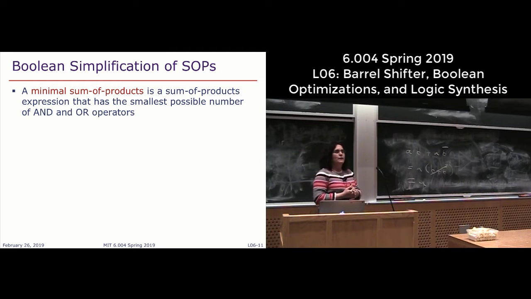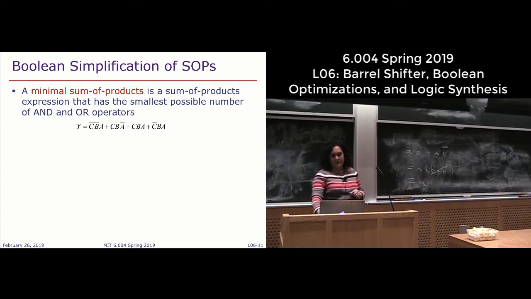So we talk about a minimal sum of products, which is a sum of products representation that uses the smallest number of gates, of AND and OR gates, and not only the smallest number, but also this tries to minimize the number of inputs of each of these gates.